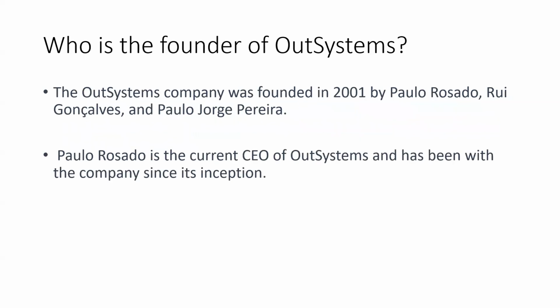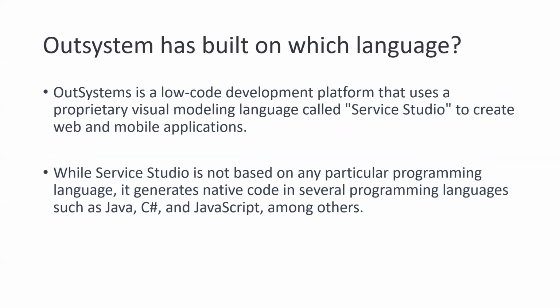Now, who is the founder of OutSystems? The OutSystems company was founded in 2001 by Paulo Rosado. And he is the current CEO of OutSystems itself. Right. And the next question comes to mind.